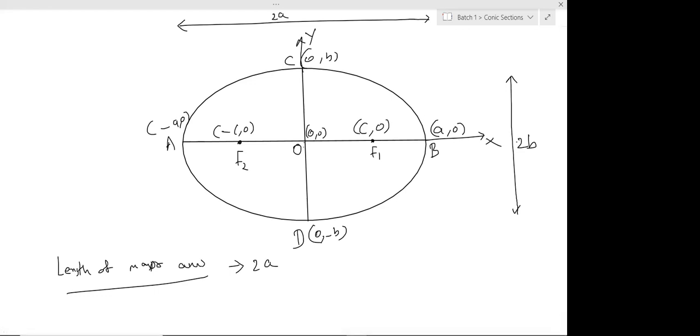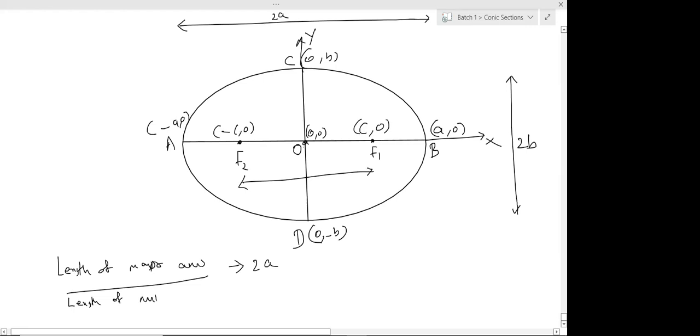And the distance between the foci will be... Shabya, what will be the answer? Distance between the foci. You don't have to use the distance formula. You can use it, but you can just calculate easily. From O to F1, the distance is C, and from O to F2, the distance is also C, so 2C.